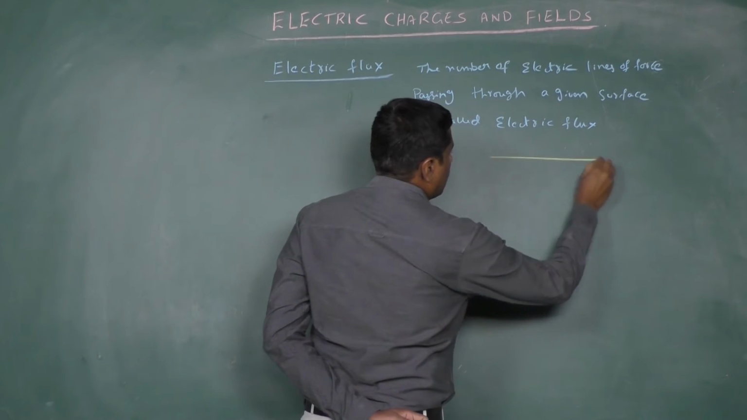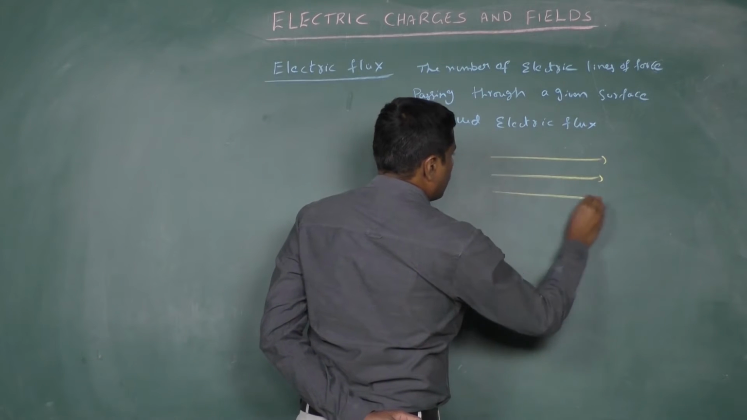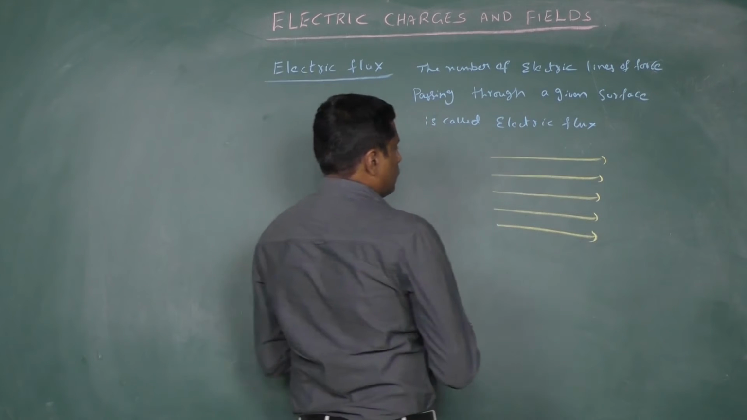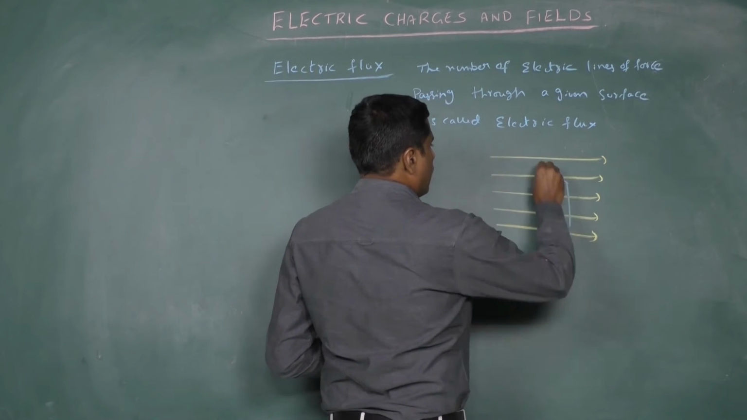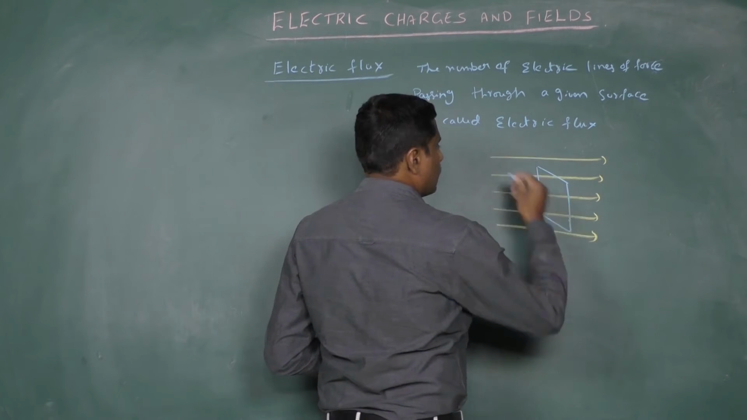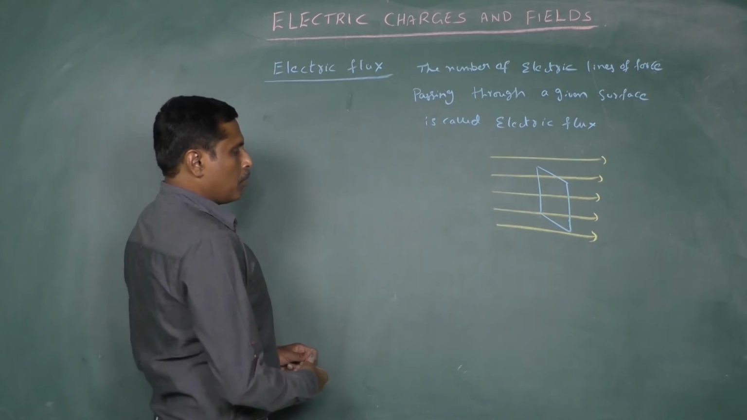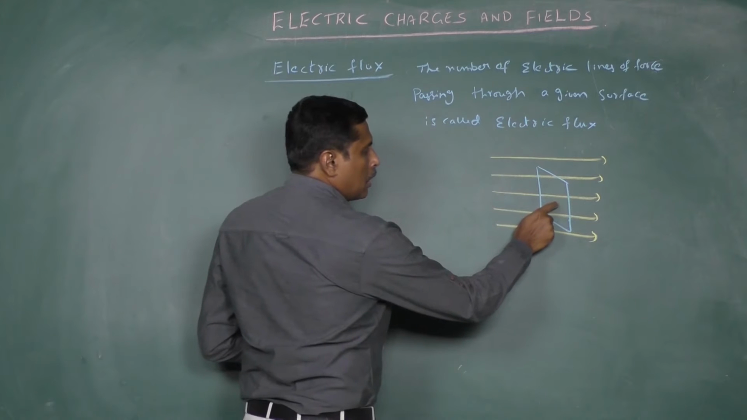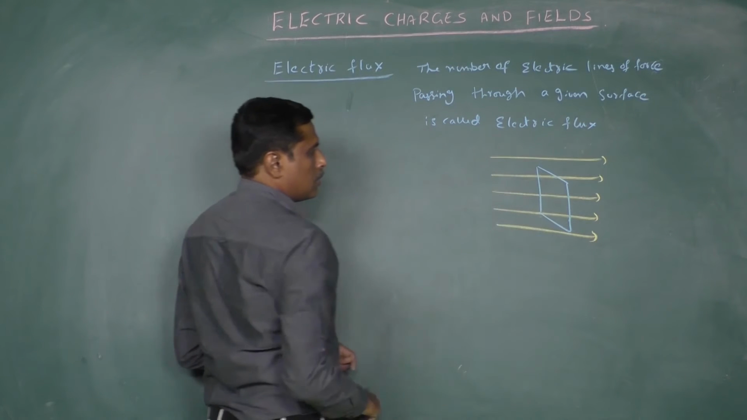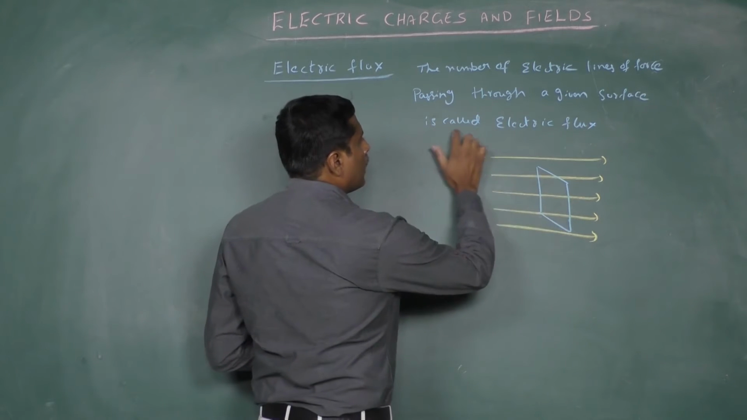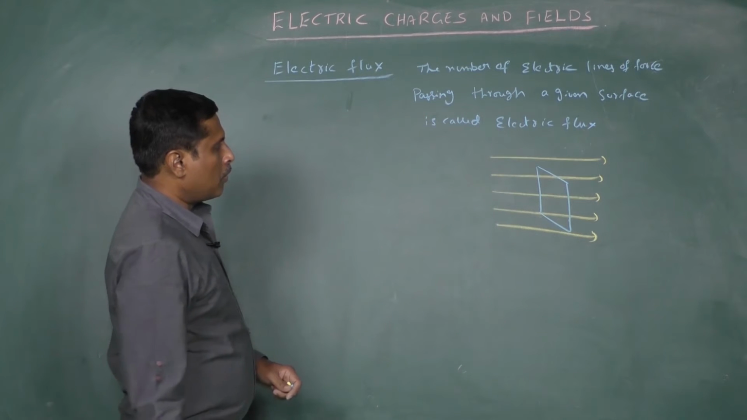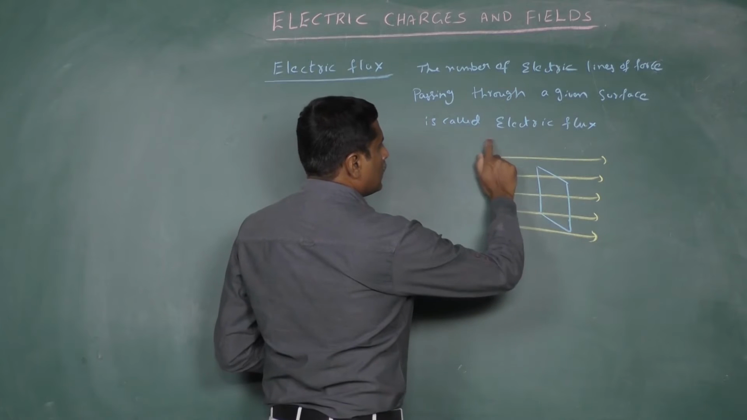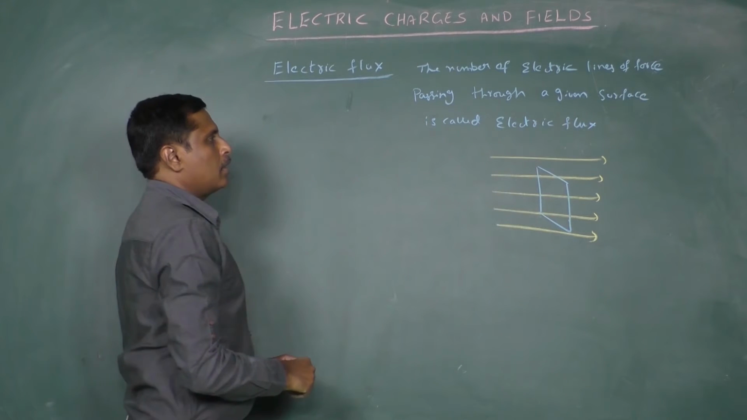Suppose, consider these are the electric lines of force. If we consider a surface like this, how many electric lines of force are passing normal to this surface? That is called the electric flux. The number of electric lines of force passing through the given surface is called electric flux.